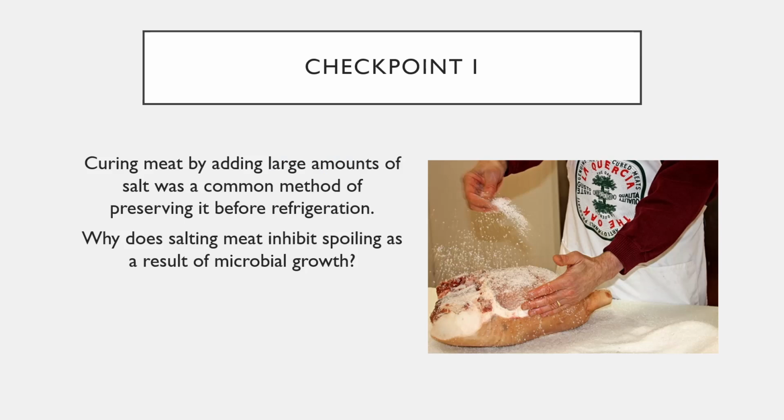Curing meat, you may know, by adding large amounts of salt used to be a common method of preserving it before refrigeration technology was available. Knowing what you know about osmotic pressure, explain to me why salting meat inhibits its spoiling as a result of microbial growth.